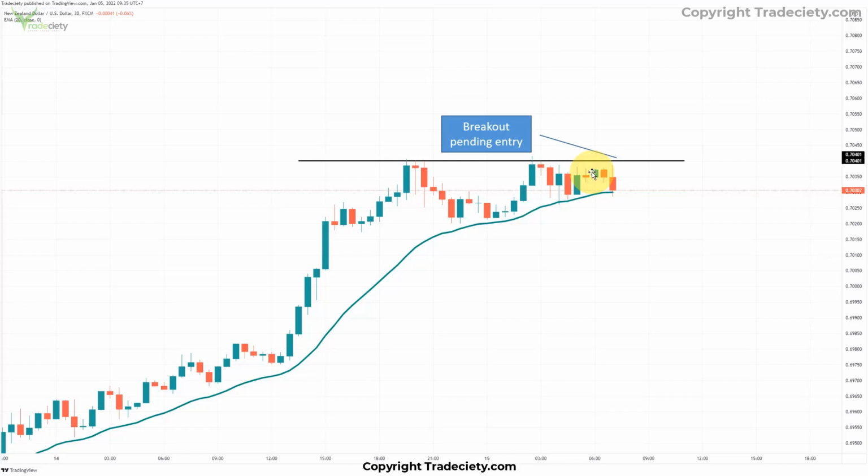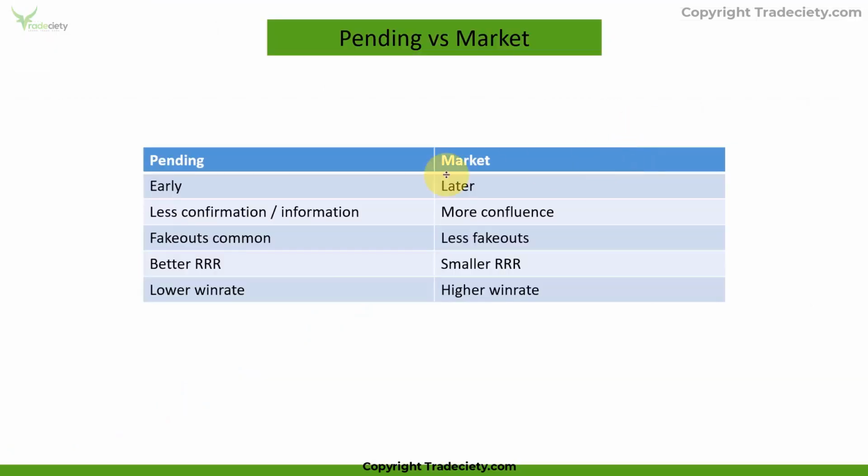You just have to accept that with a pending order, the convenience that you have, the earlier entry, the less screen time, there is obviously a trade-off. And the trade-off is that you don't know how the chart is actually going to look. And there's always the risk that you're going to run into those fake outs. Whereas with a market order, you could just wait for the market to actually close above this level fully and then get into a trade.